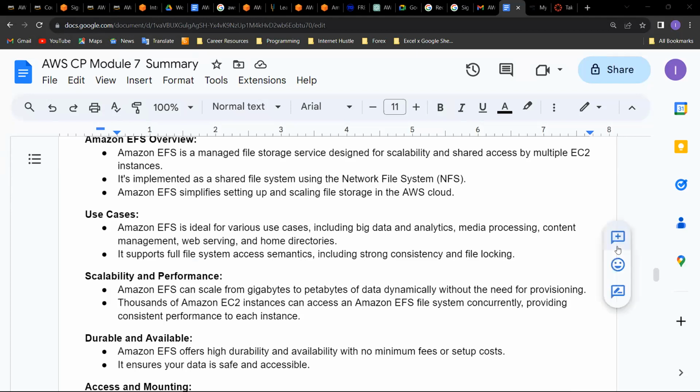And with EFS, you can also scale from gigabytes to petabytes, right? And those ones you also don't need to provision. As your storage demand increases, it automatically scales up for you. And EC2 instances can also access the EFS file system, right? And then there is consistent performance to each instance.